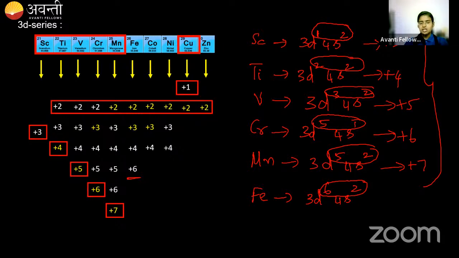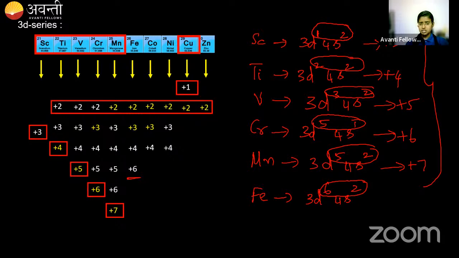Sakshi asks why Fe did not show +5. It is not stable in the +5 oxidation state. We cannot give a reason for all things, but we can try to give an explanation. That was the observation.